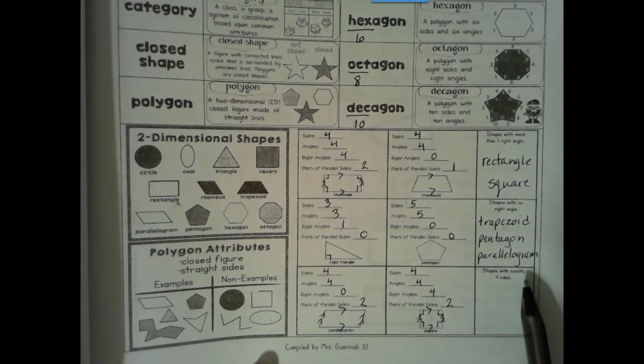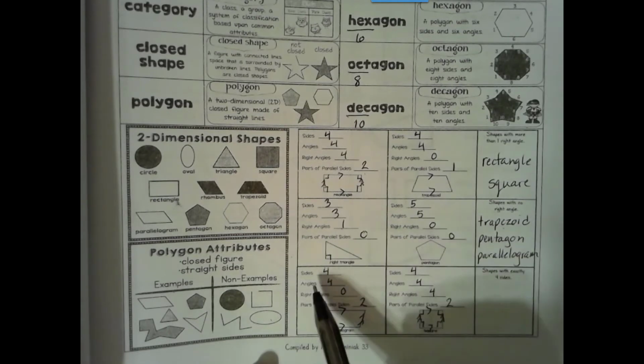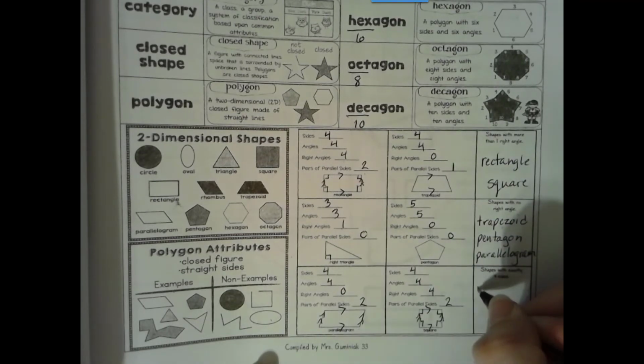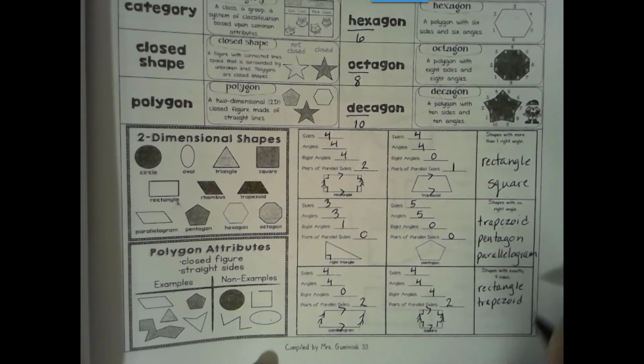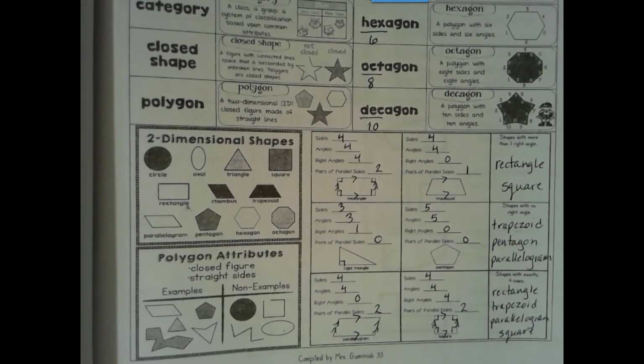Okay, shapes with exactly 4 sides. So 4, 4, this one has 3, this one has 5, 4, and 4. So the ones that have exactly 4 sides, we have rectangle, we have trapezoid, we have parallelogram, and we have square. So we're looking at different attributes, different characteristics that these shapes have, and then we can put them into different categories based on those. All right, let's go ahead and do some more with our 3-column notes.